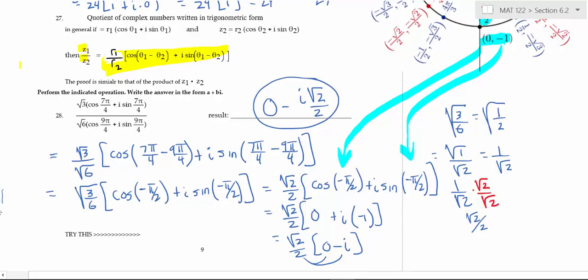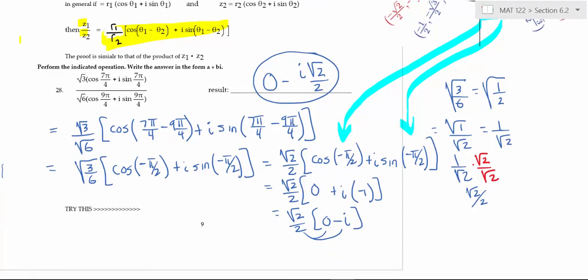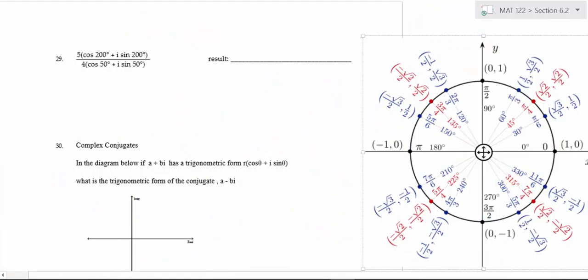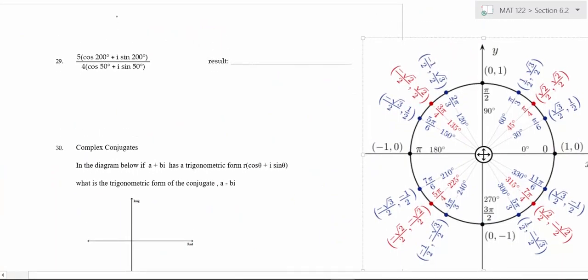All right, so just one other little thing, and go to the next page, and I'm going to have you do problem number 29. You can refer to this unit circle if you want to, and let's do that for a few minutes, wrap that up, and then we'll go through one more.